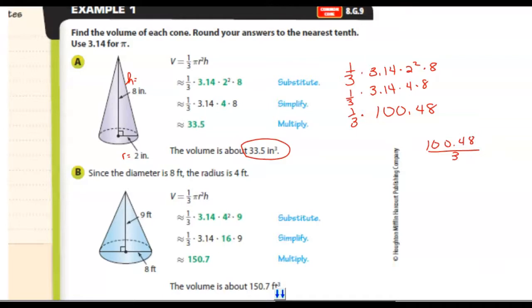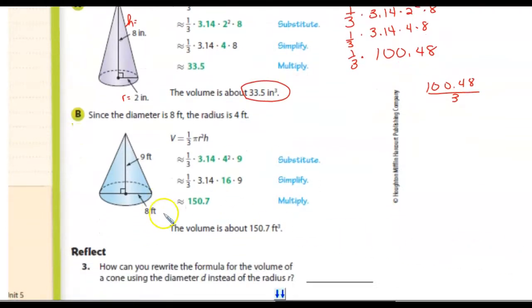Let's take a look at example B. This one is giving us a diameter instead of a radius, but we can get the radius because we know the diameter is twice the length and the radius is half, so our radius is going to be 4. So we're going to take our pi, or 3.14, times 4 squared times 9, and we're going to divide that all by 3, and we're going to get 150 and 7/10, and that's cubic feet.